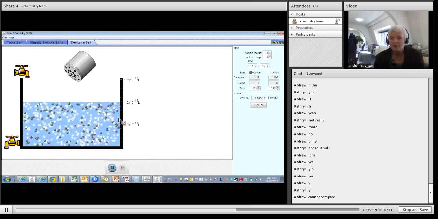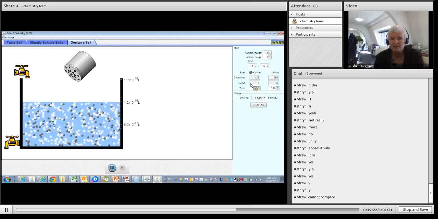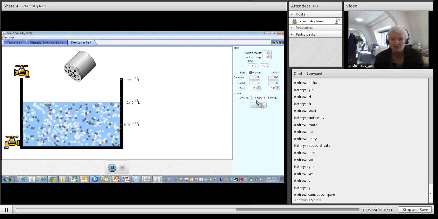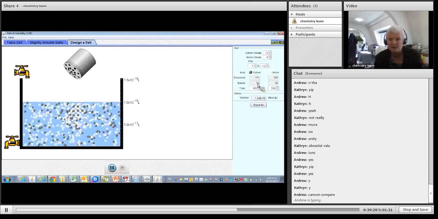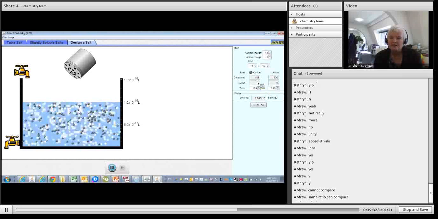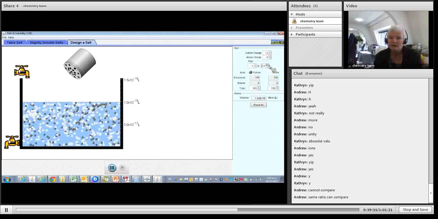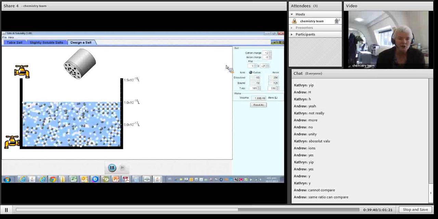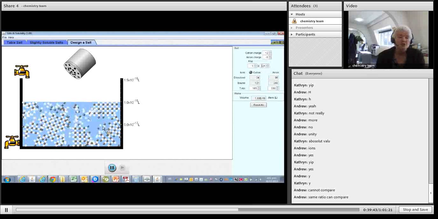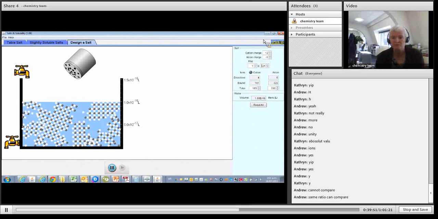Here's one with 2:1, and you can see it's still dissolving. I've added more now, but can you see it's still saturated? Whereas if I now change my KSP, can you see how suddenly I've got a whole lot of things precipitating out? So with the same ratio, you can compare, but you can't compare with a different ratio, AB, AB2, that sort of thing. Okay, so I'm going to go back to my PowerPoint again.